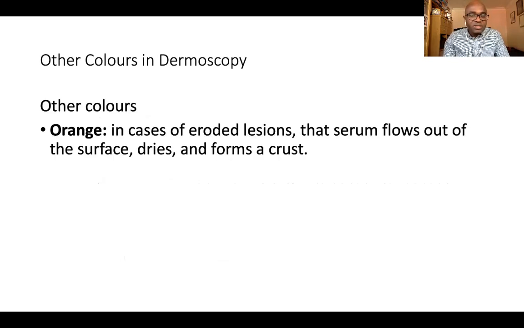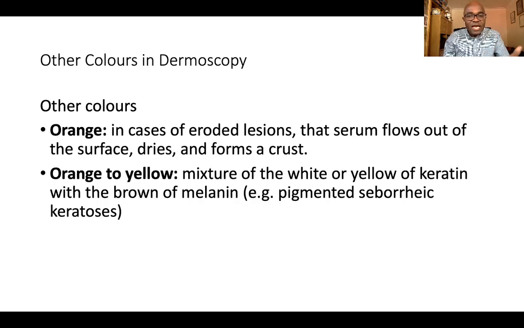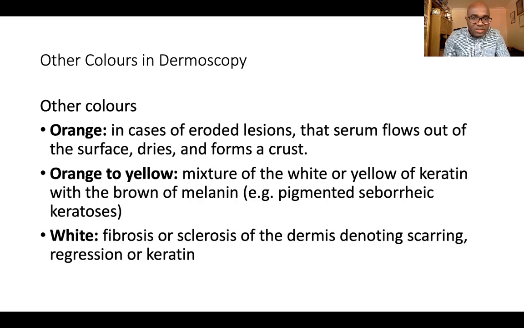So other colors in dermoscopy, you can see a bit of orange on eroded lesions when the serum flows out of the surface, dries out and forms a crust. So you can see that, or orange-yellow. You see a mixture of white to yellow, which will be found in keratin, with brown from melanin, so you see some pigmented seborrheic keratosis. These are the other colors that you see.